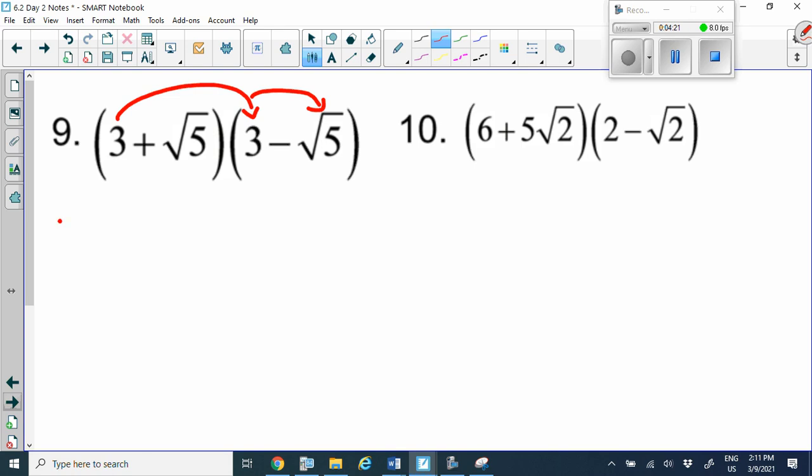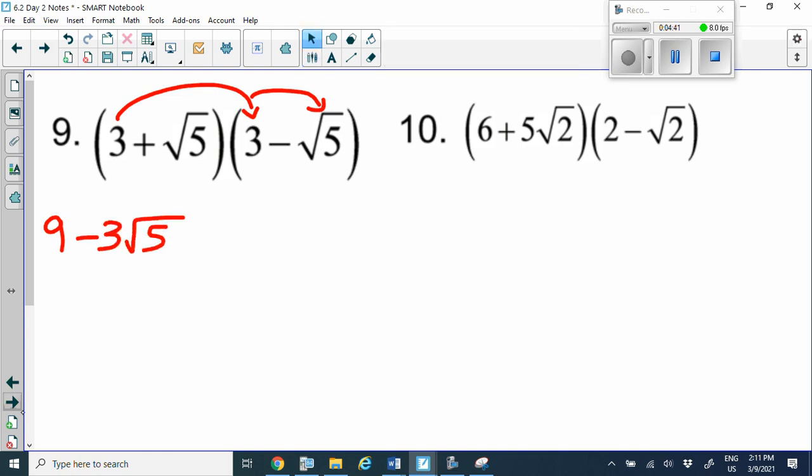So we do 3 times 3 gives us 9. But when we do 3 times square root of 5, since the 5 is underneath the radical, I can't really do 3 times 5 to give me 15. Instead, I will keep the 3 on the outside of the radical. Notice we are multiplying by a negative square root of 5, so minus 3, and then I keep the square root of 5.